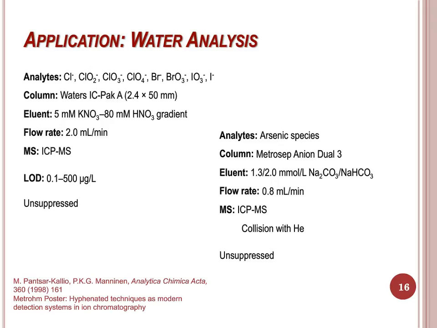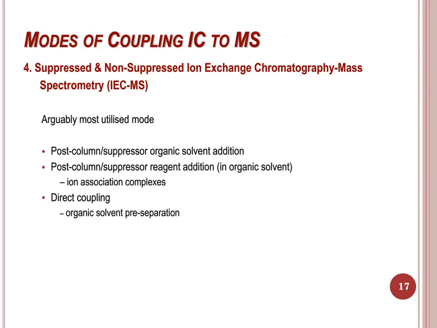Ion exchange chromatography is arguably the most utilized mode of IC, particularly when coupled to mass spec. There are several ways this can be achieved. Addition of solvent post-column or suppressor to assist in volatilizing the eluate, post-column or suppressor addition of an ionic reagent to form ion association complexes, or direct coupling, which can involve adding organic solvent pre-separation.